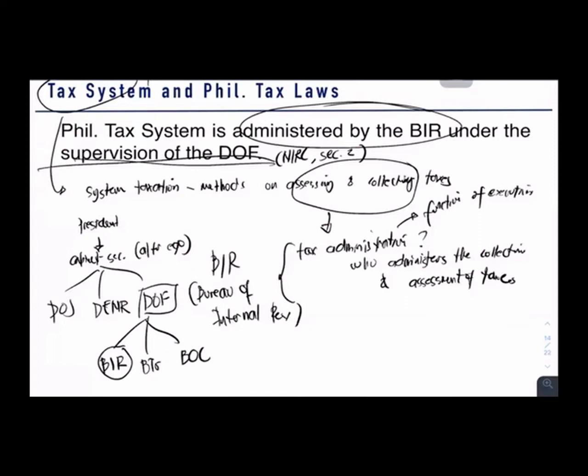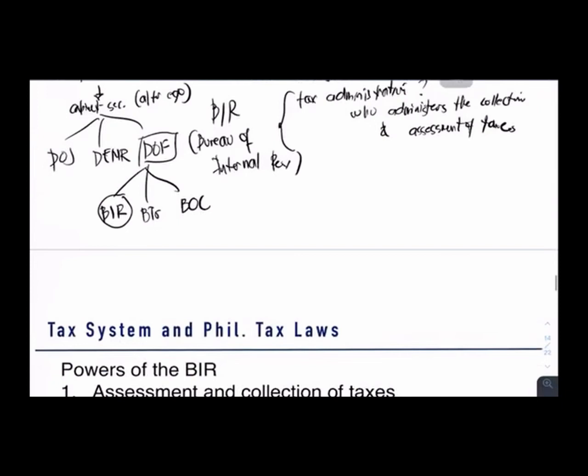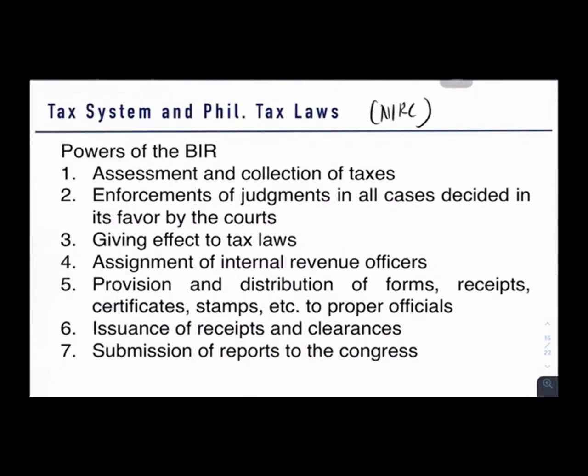So, since we already know that the BIR administers the assessment and collection of taxes, then we need to learn what the powers of the BIR are. The powers of the BIR, again, are provided under your NIRC, particularly Sections 3 until 22. So first, the power of the BIR is the assessment and collection of taxes, because the law provided that the BIR has the power to collect and assess taxes. We already know what assessment is, and we also know what collection is. Next, the BIR has the power to enforce judgment in all cases decided in its favor by the courts. We already learned this one a while back: in case there are cases in courts and the court decides in favor of the BIR, it can enforce those judgments.